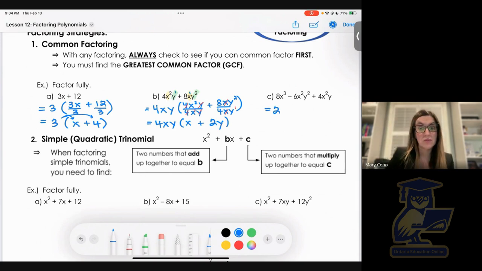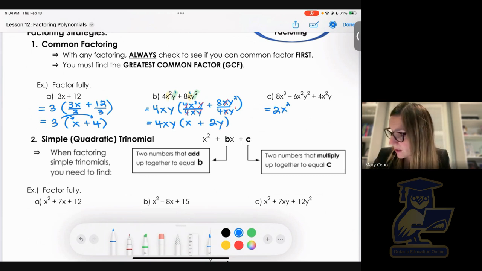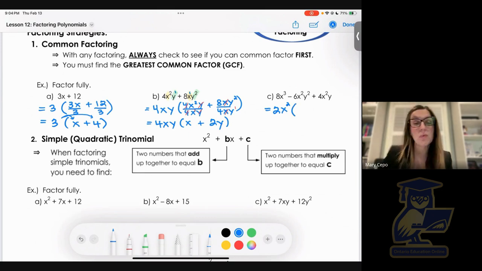Now, looking at the variables, again, it's common if each of the terms in your polynomial has that variable. The first term is x cubed, the second one x squared, and the third one x squared. So the most common is x squared that we can divide out of each. The first term, 8x cubed, does not have a y, so it is not common amongst all the terms. So we can close up that bracket, and then we go back and we divide.